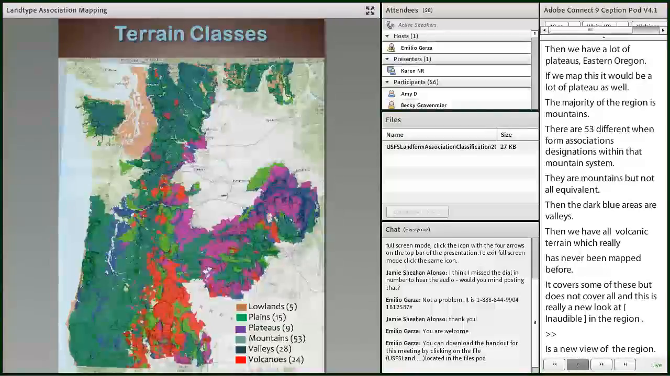What is it? You don't remember which mountain it is? I forget the name of it.